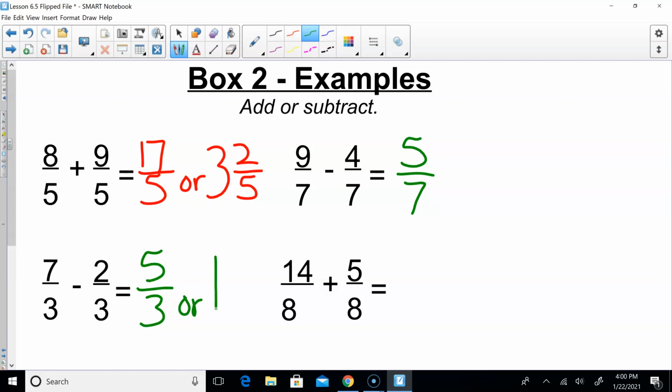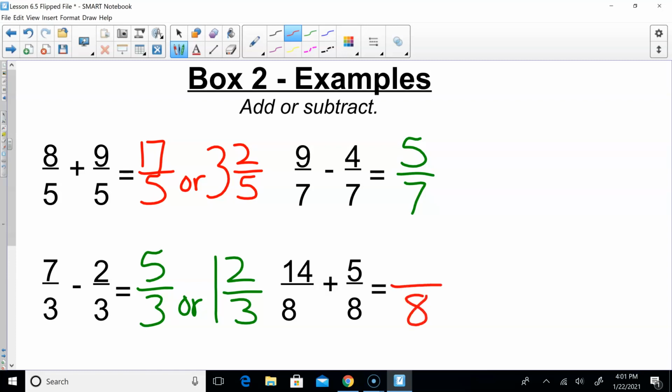So I would take 5 divided by 3, which is 1 with a remainder of 2, so 1 2/3. And there I can practice that skill as well. I like that. It's kind of fun to do that. Here we go. We have 14/8 plus 5/8. We know that our eighths stay the eighths. We don't add the denominator.